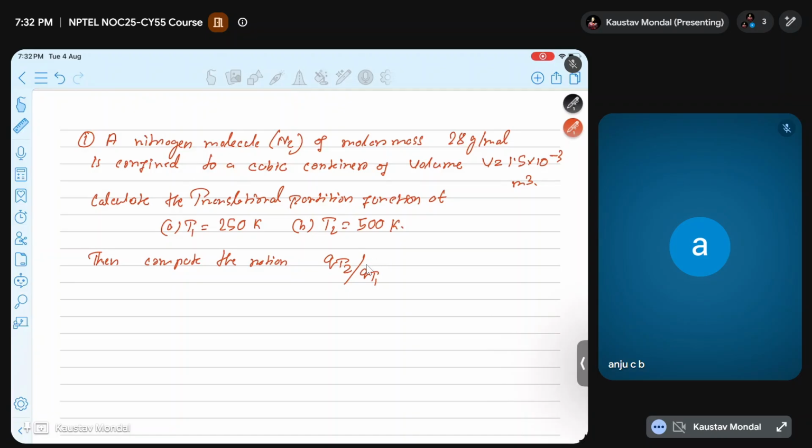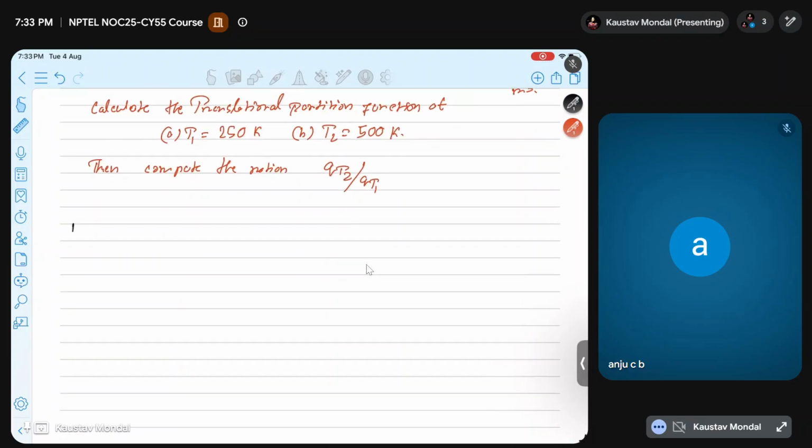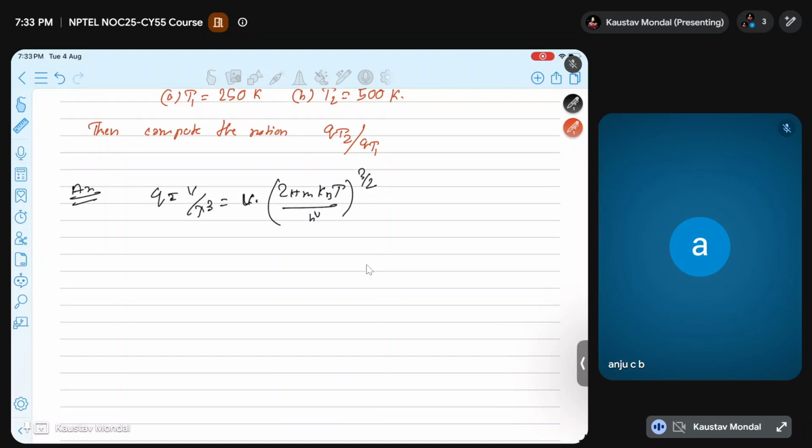Okay. So first you have to calculate the mass of a single nitrogen molecule. Because we know this is the formula of the translational partition function, Q is V by lambda cubed, right? So the expression is V into 2 pi m kBT by h square to the power 3 by 2. This is the expression of Q translational, so we need the expression of mass first.